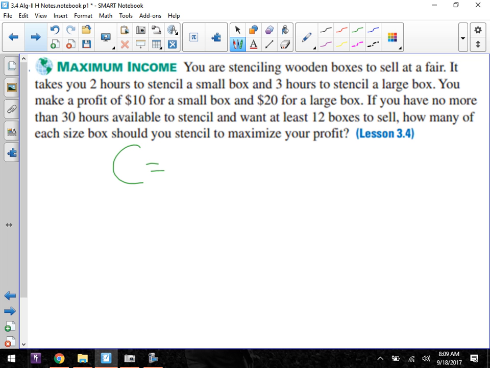How much do you make for profit on a small box? And then large is. So again, we'll use 10 for the small plus 20 for the large. I just realized I just used two problems that kind of started the same way.